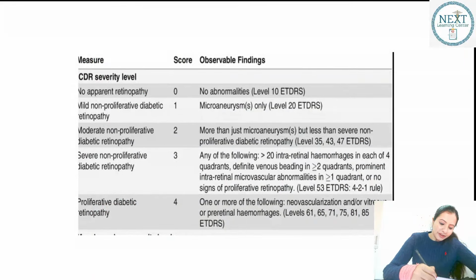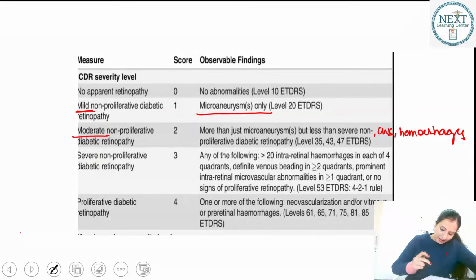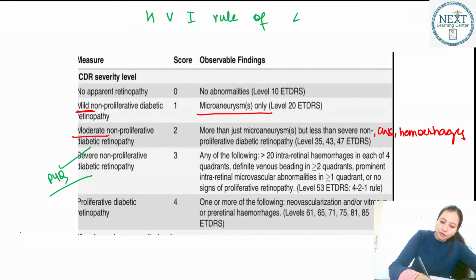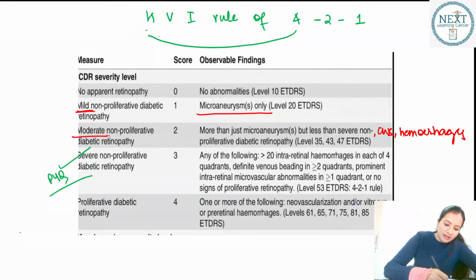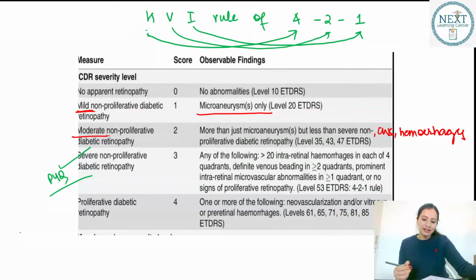Then talking about the classification of diabetic retinopathy, in mild NPDR you are going to have only microaneurysm. In moderate, you are going to get microaneurysm, along with that cotton wool spots and some hemorrhages. Then severe NPDR, this is a previous year question. What is the criteria for severe NPDR? Remember the rule of 4-2-1. That means hemorrhages in 4 quadrants, venous beading in 2 quadrants, and edemas in 1 quadrant. When any of these is present, you will call it severe NPDR.